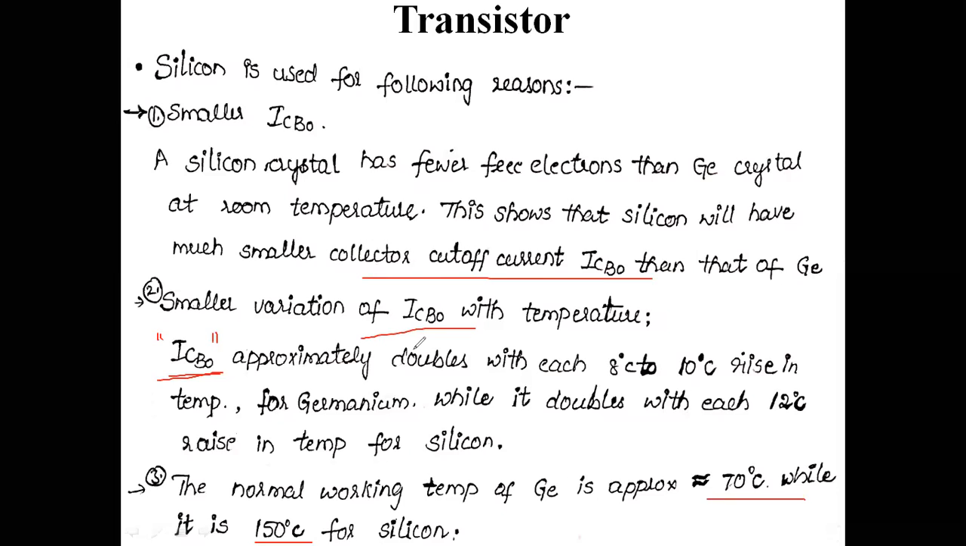Similarly, the collector cutoff current, that is ICB naught, is very much less for silicon when compared to germanium. And for every 10 degree rise in temperature, that parameter ICB naught is varied like that. That is, ICB naught doubles for every 10 degree rise in temperature for germanium when compared to silicon.